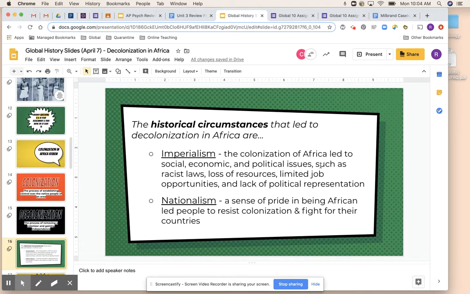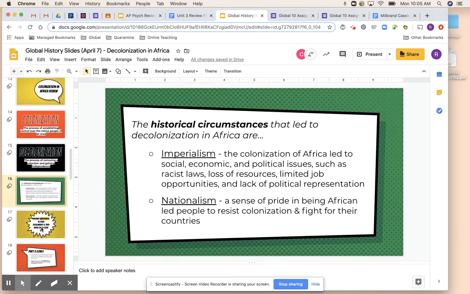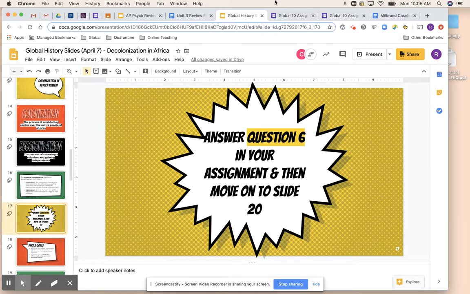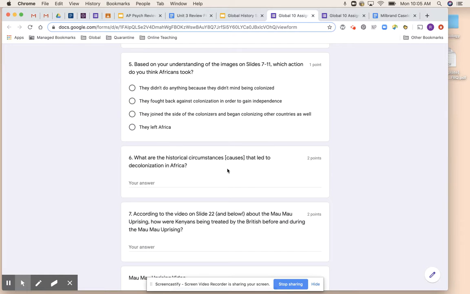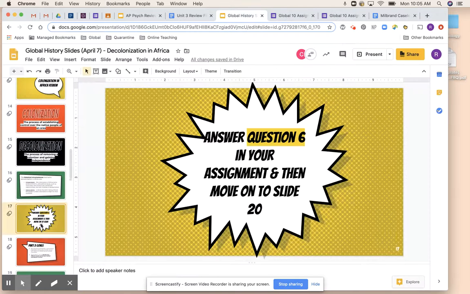Additionally, people didn't like this. They didn't like being colonized. So that's one reason they wanted to decolonize. Another reason is this sense of pride was growing, this sense of nationalism and being Nigerian and being Kenyan and being African as kind of a larger feeling. There was this sense of pride of being African and being able to resist colonization and fight for their countries. So after you read that quick refresh, you're going to answer question number 6, and then you're done with part 1.